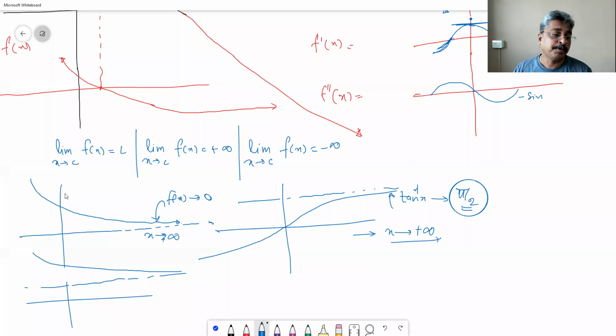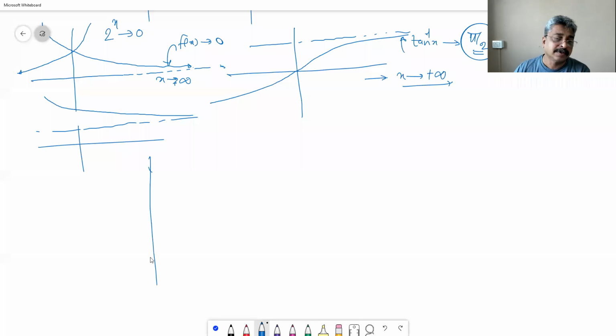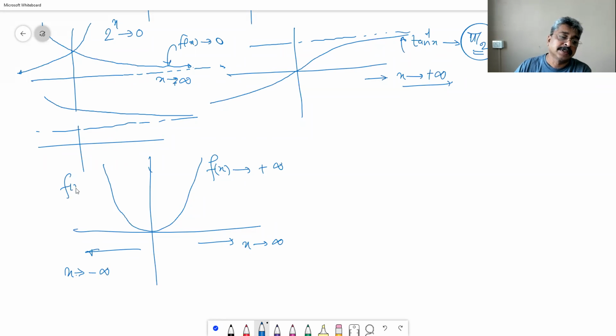Yes, as x tends to plus infinity, in this case, the function f of x is tending to zero. In case of tan inverse, as x tends to plus infinity, tan inverse of x is tending to pi by 2. This is the value of the function. So the limit is there. Maybe here the limit is finite and x is tending to plus infinity. So this is one kind of graph I have drawn. Of course, we can take the exponential 2 raised to x. What happens as x tends to minus infinity? 2 raised to x tends to 0.